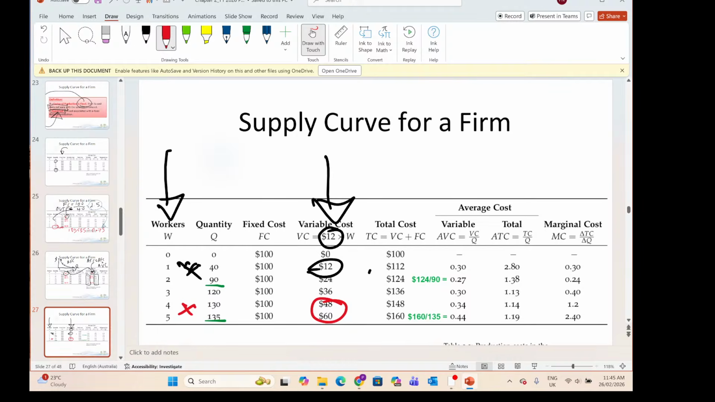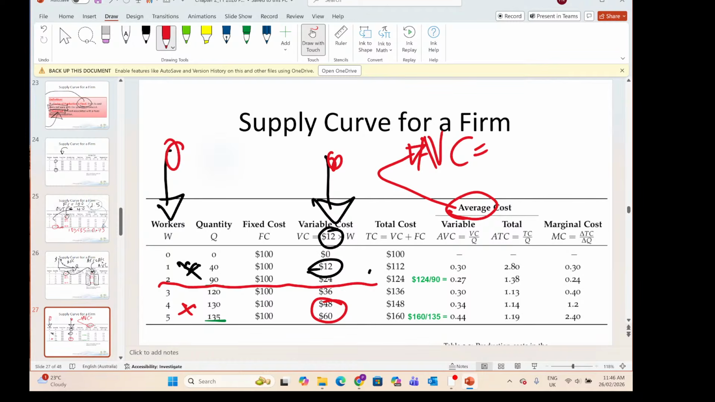So the variable cost column is just the number of workers, column 1, I'm putting a dot there, times 12. And that gives us our variable cost. So that's our total variable cost. But when we work out the average of our variable cost, how do we get the average variable cost? Average variable cost will equal our variable cost.